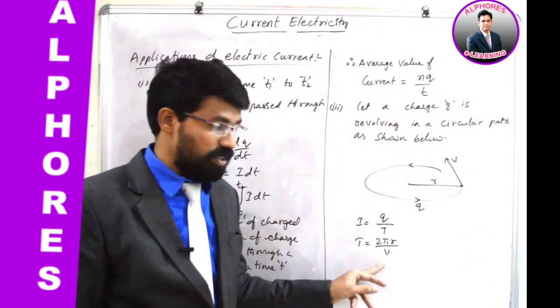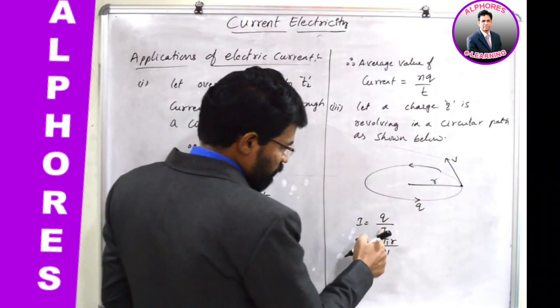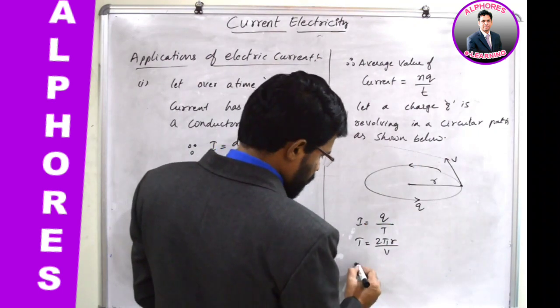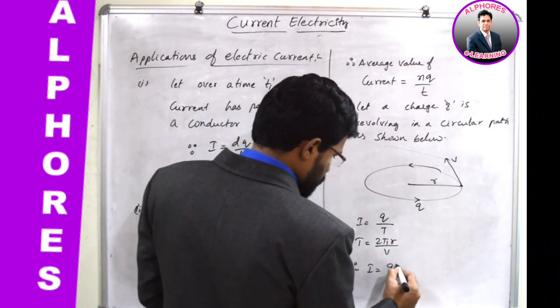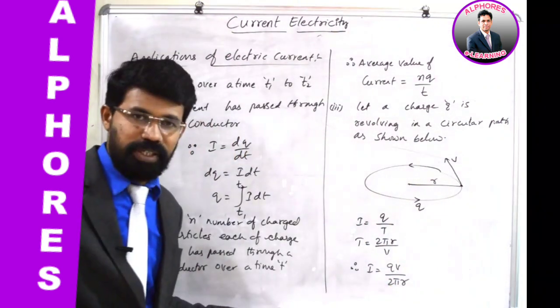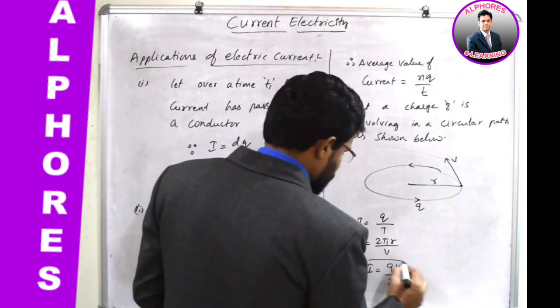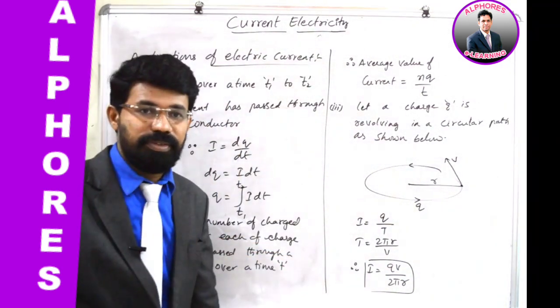Velocity is equal to circumference divided by time. Time is equal to circumference divided by velocity. Now, you can replace this T with 2 pi r by v. Therefore, the current I is equal to qv by 2 pi r. That's how you can write it. So this equation is also important. You will see problems connected with this equation and the previous equation. And this is quite simple.